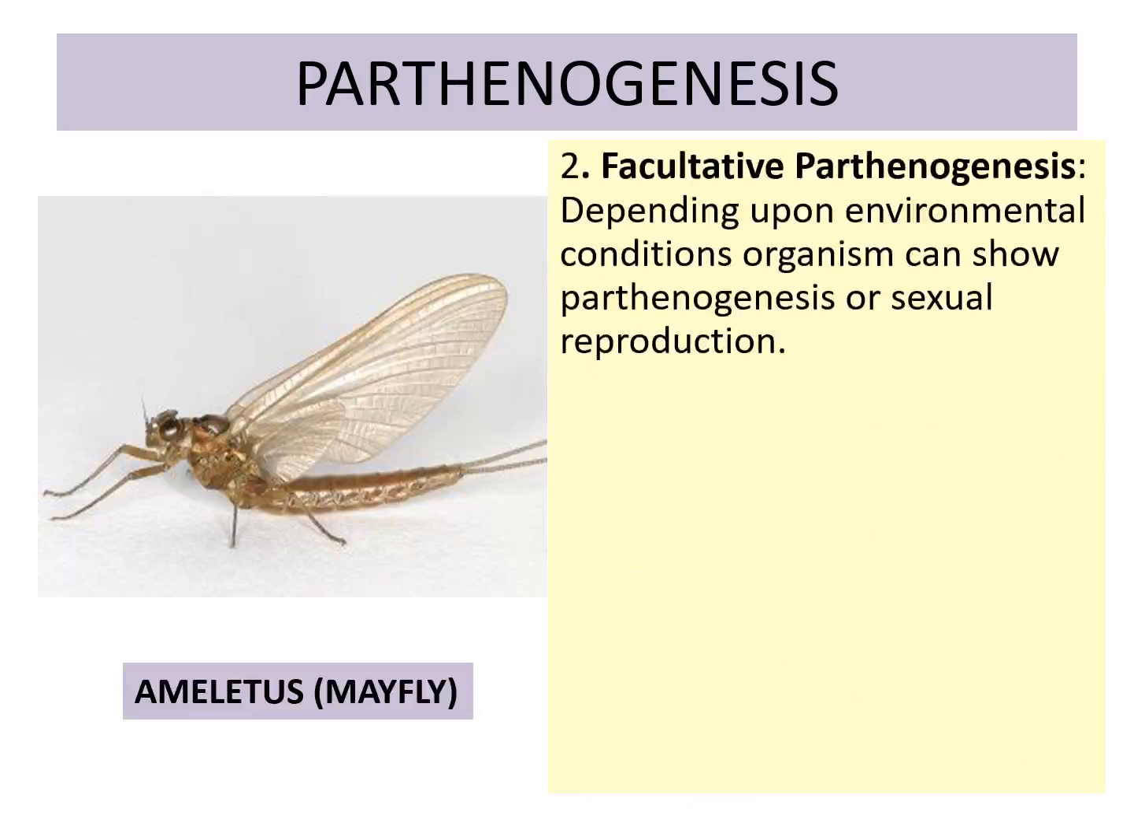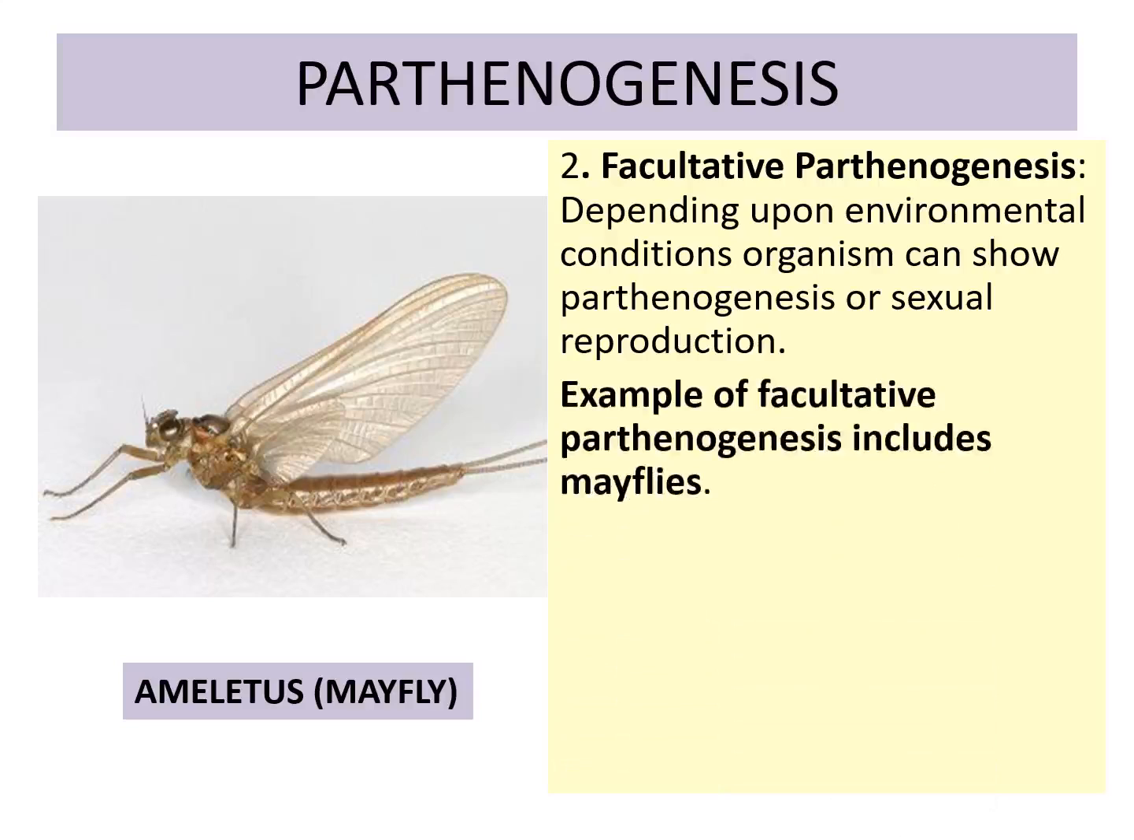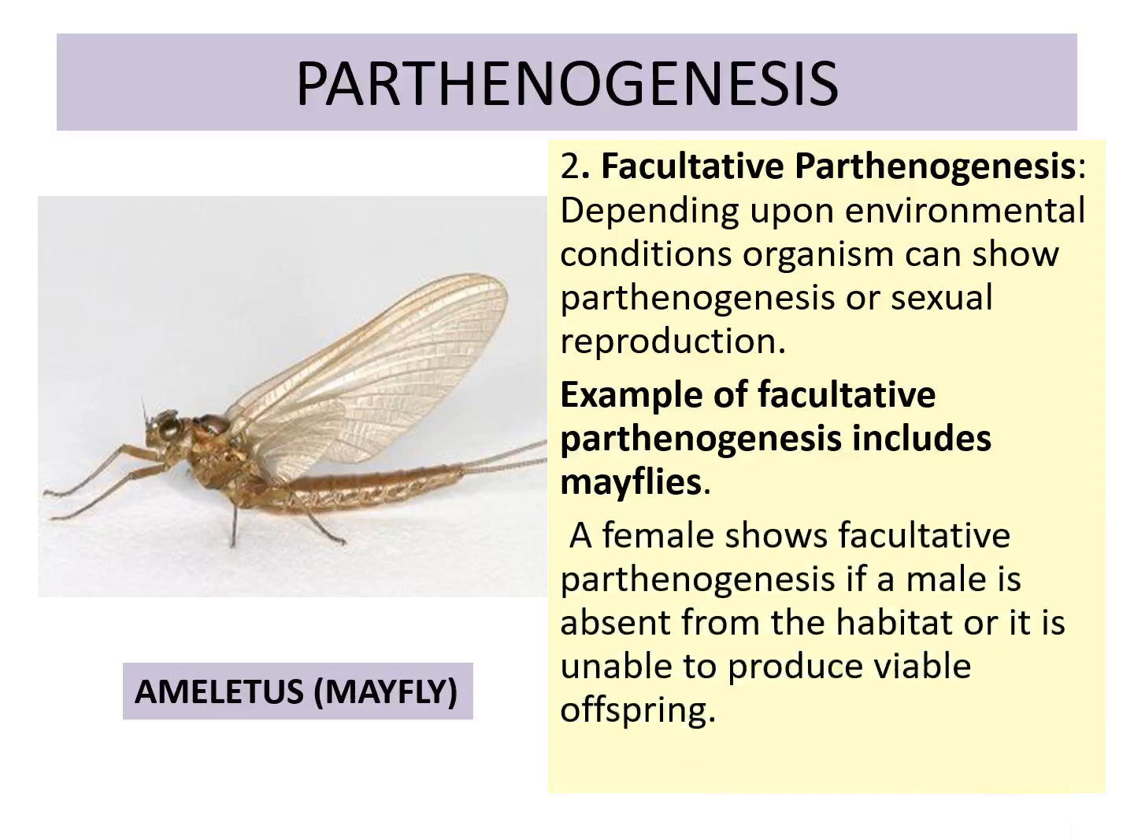Facultative parthenogenesis. Depending upon environmental condition, organism can show parthenogenesis or sexual reproduction. For example, facultative parthenogenesis like in mayflies. A female shows facultative parthenogenesis if a male is absent from the habitat or it is unable to produce viable offspring.